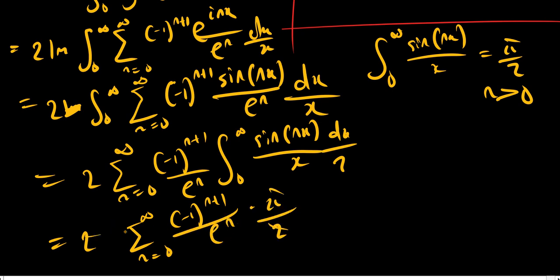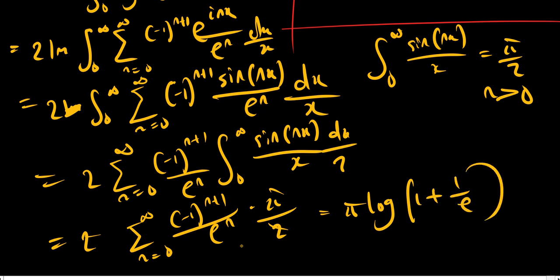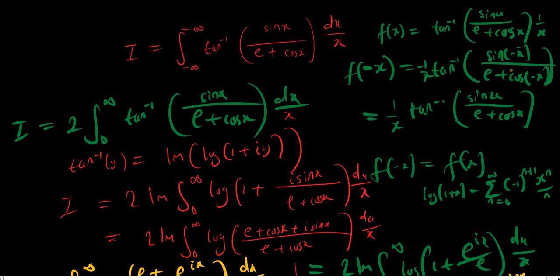So the 2's cancel out. We will get pi times the logarithm of 1 plus 1 over e, because you have to recognize that this series is a series for the logarithm of 1 plus 1 over e. So we have shown that this integral here is equal to pi times the logarithm of 1 plus 1 over e.